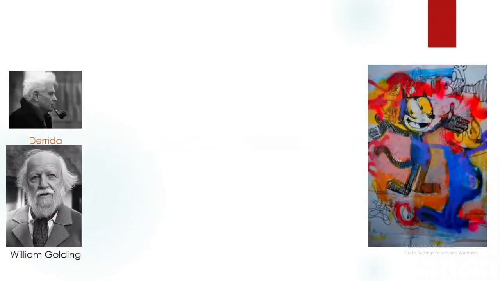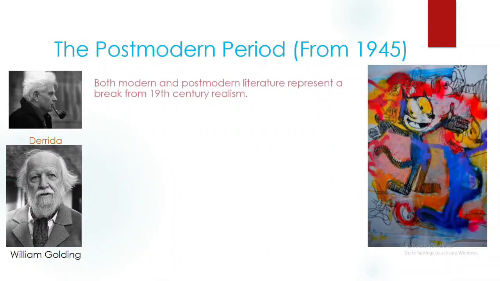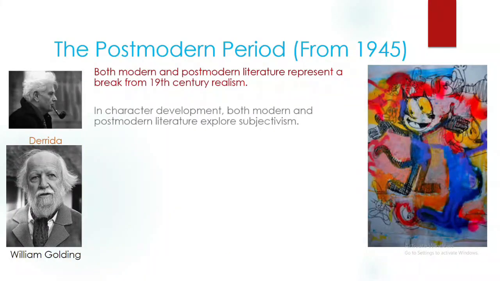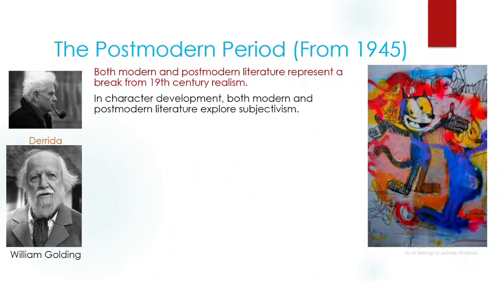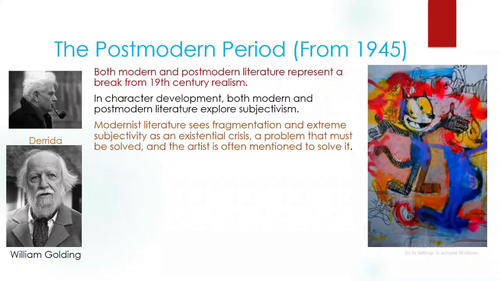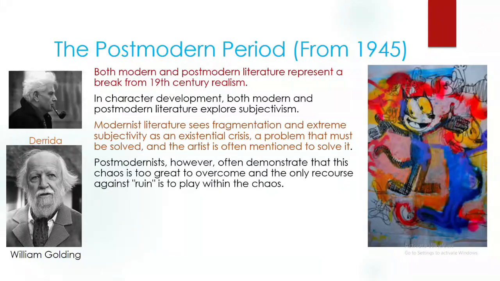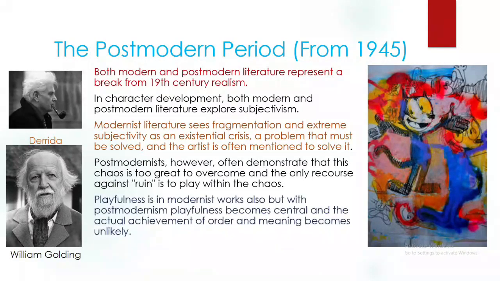The Postmodern period. Both modern and postmodern literature explore subjectivism in character development. While a modernist sees subjectivity as a problem that must be solved, a postmodernist believes that this chaos can only be played within it.